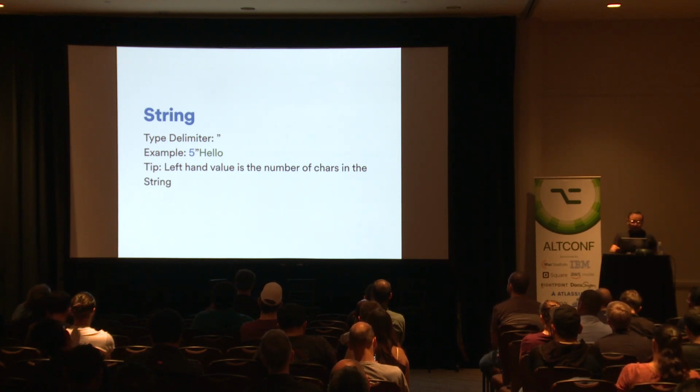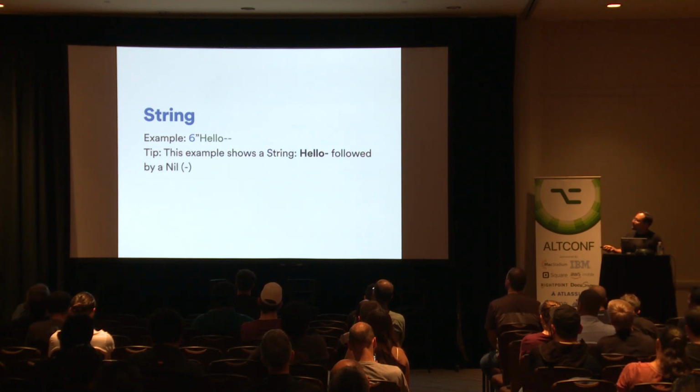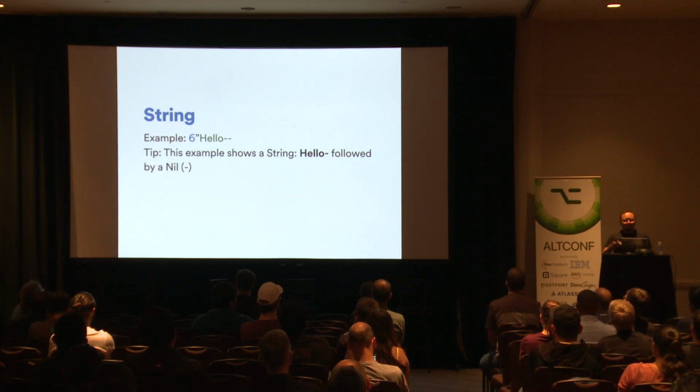format. So in this example, the string is hello, but sometimes you will find something like this: hello, dash, dash. And the string is actually hello and a dash. The other dash is a nil value. So that's why this format gives you the length of the string, so you can know, okay, this is not a dash, that is part of the string. This is another type, in this case, a nil value.